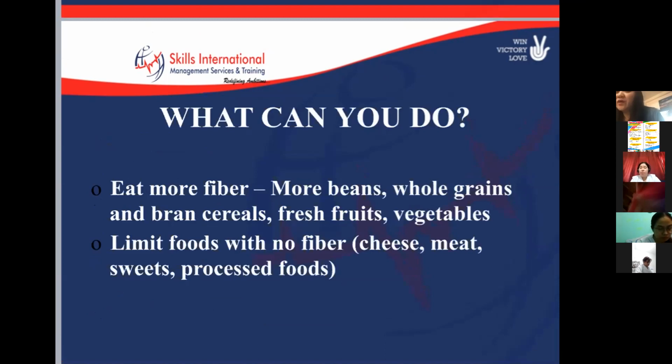Now you have to eat more fiber, more beans, whole grains, and bran cereal, fresh fruits, and vegetables. But you have to limit foods with no fiber, like for example, yung mga cheese, meat, sweet, processed food. Yan ang nakakapag-cause ng constipation. So what you do, you have to increase more beans, whole grains, and bran cereal, fresh fruits, and vegetables. Limit cheese, meat, sweet, processed food.